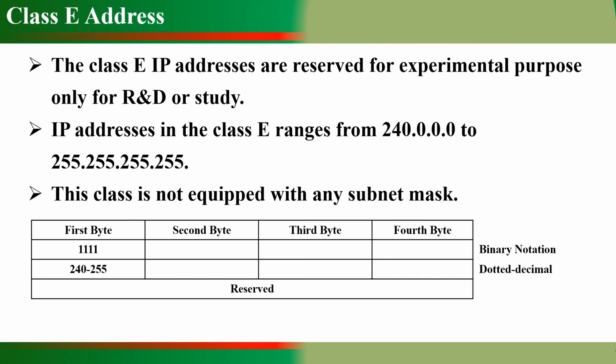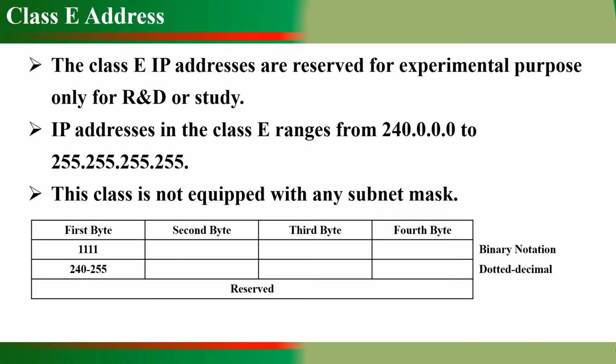Next is class E. If the 32-bit binary address starts with bits 1111, then IP address belongs to class E. The class E IP addresses are reserved for experimental purpose only, for research and development or study. IP addresses in the class E range from 240.0.0.0 to 255.255.255.255. Like class D, this class is not equipped with any subnet mask and it is not divided into host ID and network ID.